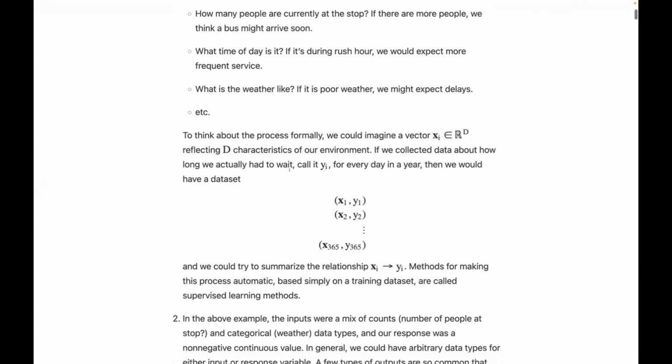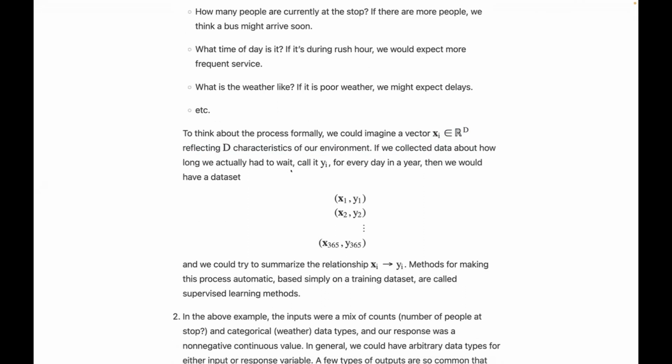And now you can imagine actually recording the amount of time you had to wait for a whole year. So these are labels. These are data that you go out and deliberately collect. These are these y_i's. If I did this for a whole year, collecting the number of people waiting at the bus stop, the current weather, and then how long I actually had to wait, then I get all these paired data, and I get 365 examples.